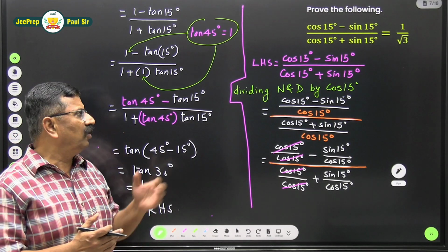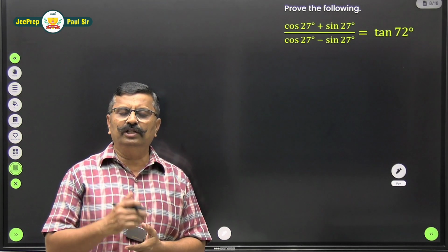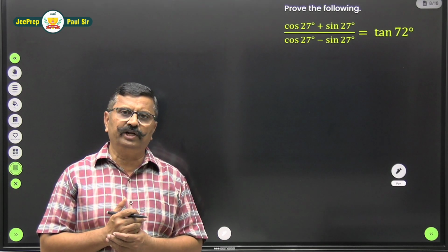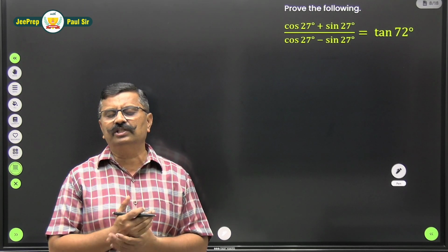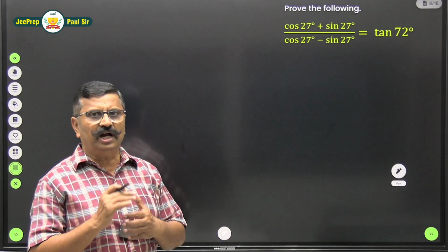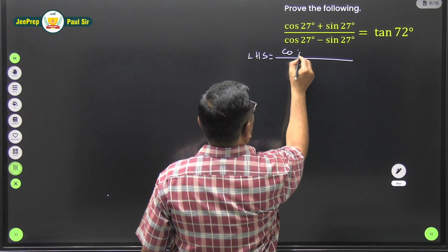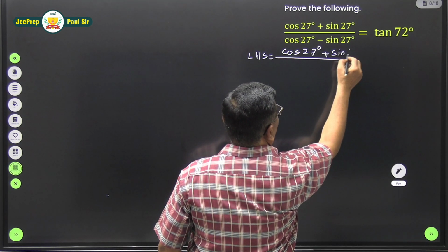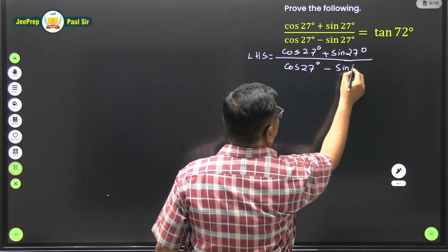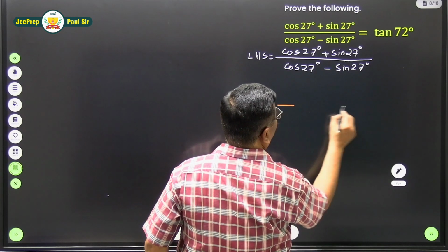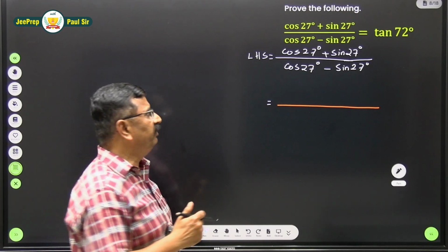Now let us solve one more problem of similar type. In this problem also, we will apply the same method as we used in the previous problem. In the previous problem, we divided numerator and denominator by cos 15 degrees, the whole expression was converted into tan, and then we used tan 45 degrees is equal to 1. So here also we will start with LHS. So LHS is equal to cos 27 degrees plus sin 27 degrees divided by cos 27 degrees minus sin 27 degrees. Now we will divide numerator and denominator by cos 27 degrees, so that in the numerator and denominator we will get tan 27 degrees. Now let's see how.